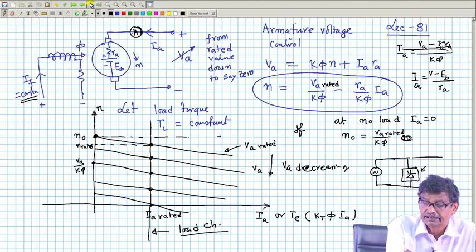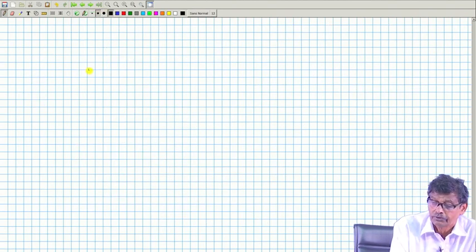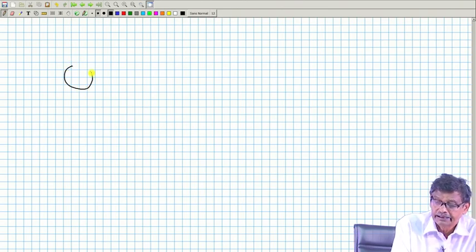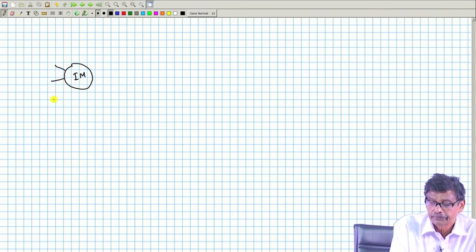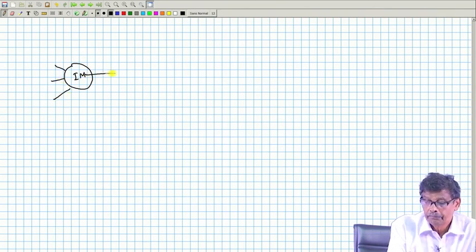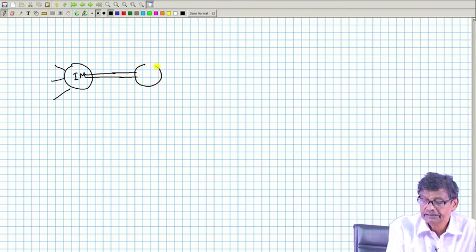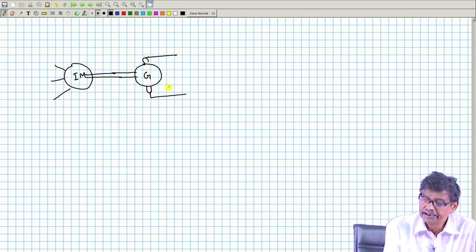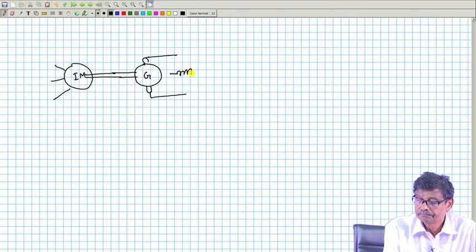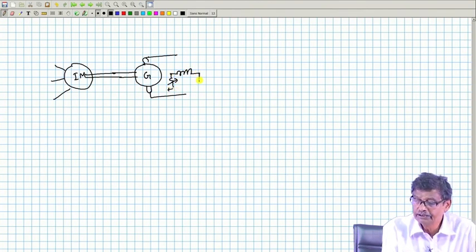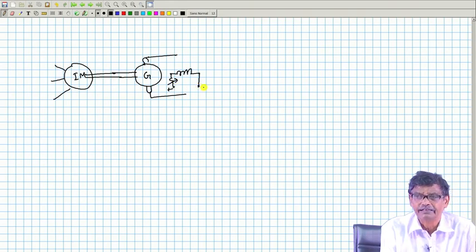So, this I will just draw in a block diagram. So, what you do, you connect a 3-phase induction motor, couple it to a DC generator and make it separately excited. Its field current you will be able to vary. Got the point? Very idea is very simple.